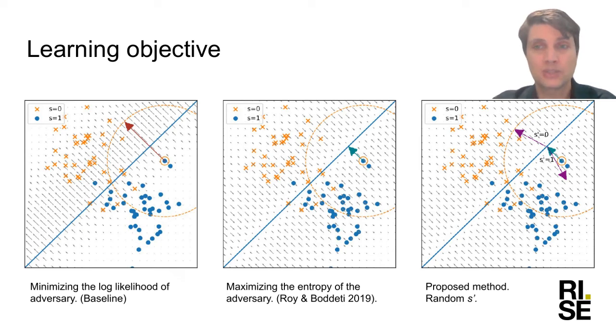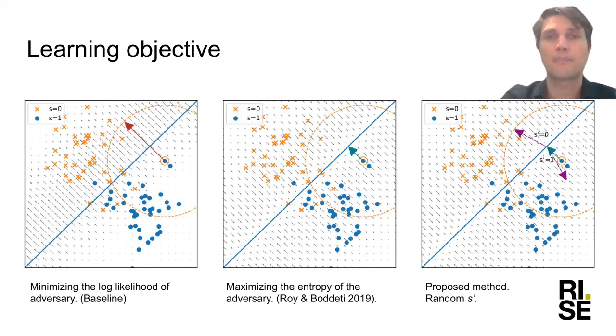The rightmost plot contains the proposed method. Here, we're taking a step towards the decision boundary as proposed by maximizing the entropy of the adversary, and then we're sampling a random direction, either towards s equals 0 or towards s equals 1, depending on the independently sampled s prime attribute.